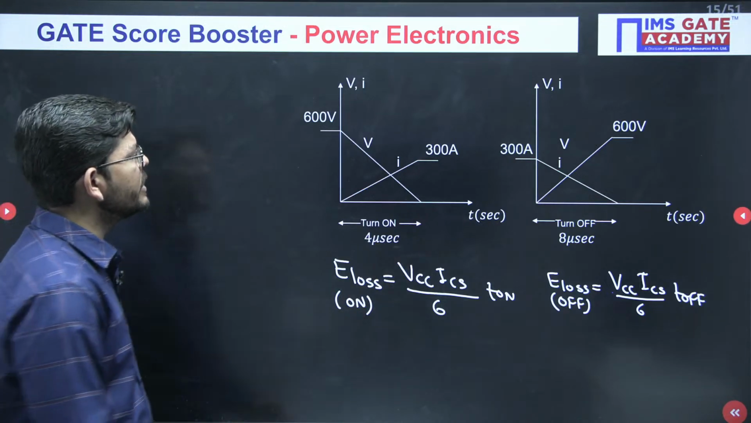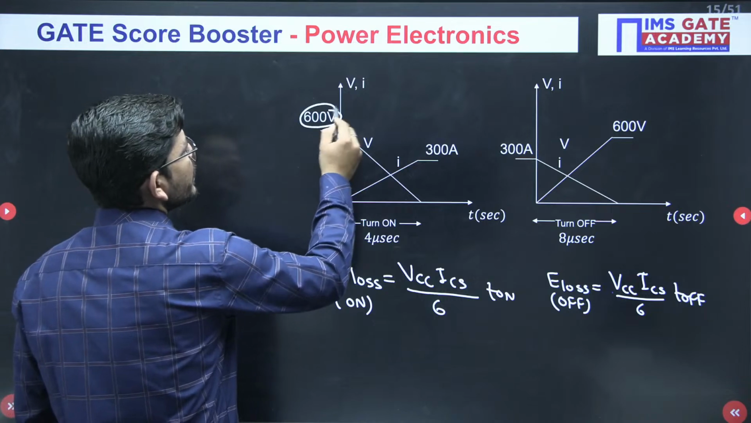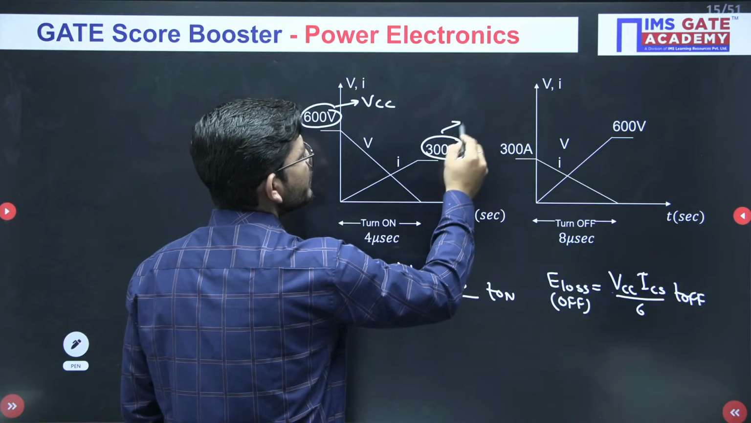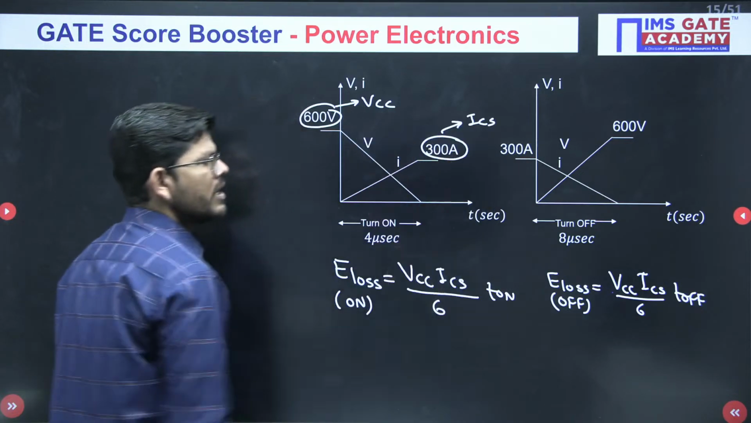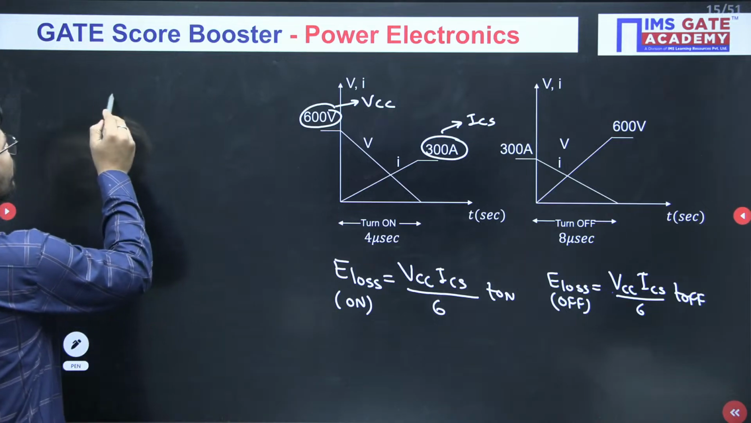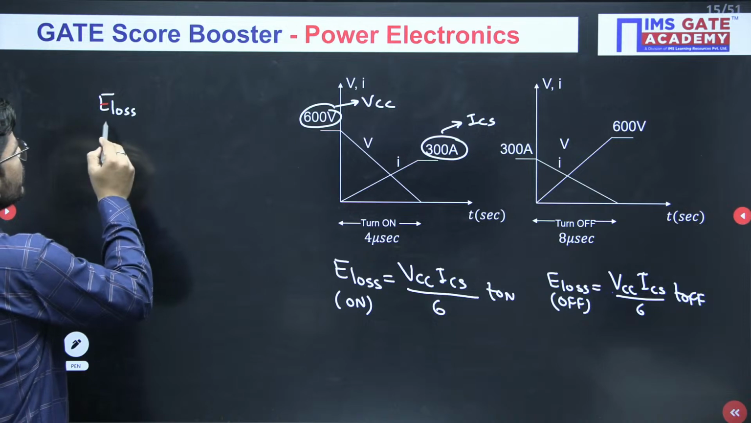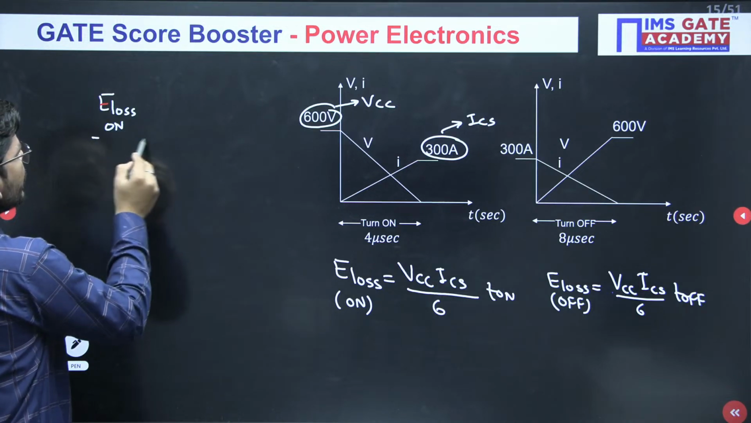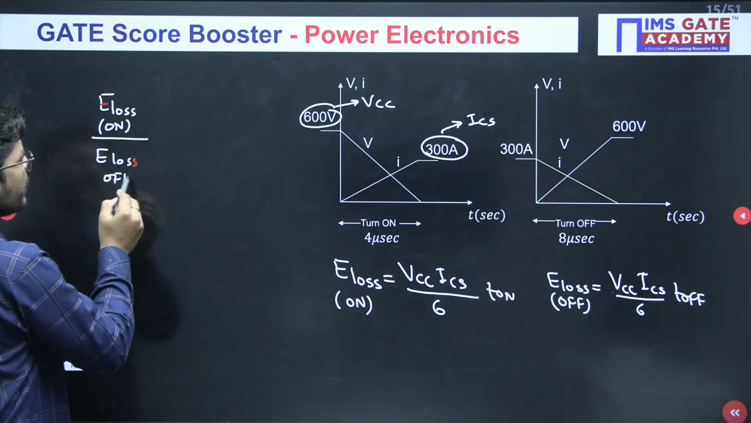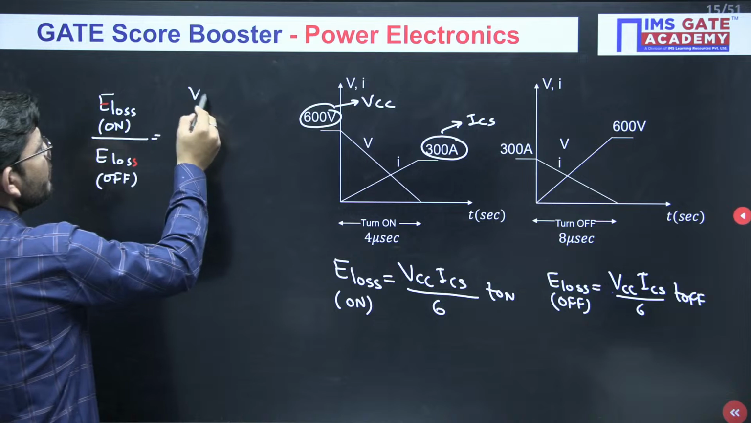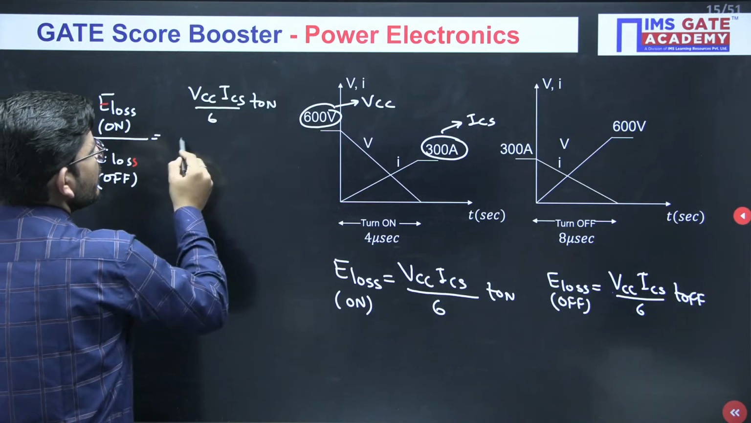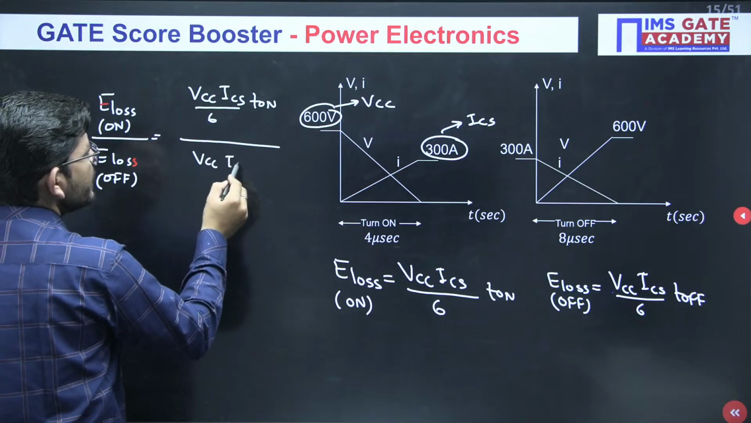Okay, what is VCC? This voltage is basically VCC. And this maximum current is basically ICS. Now what do we have to calculate? We have to calculate the ratio of these two. So we have to calculate what will be E loss during the on transition divided by the E loss during the off transition.